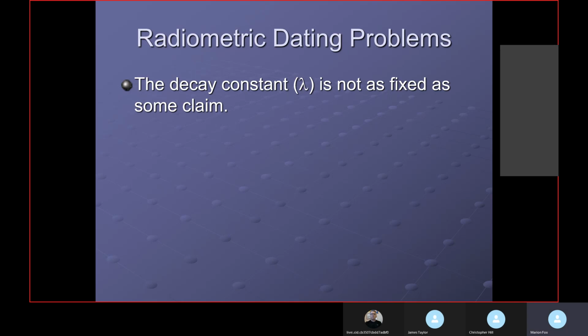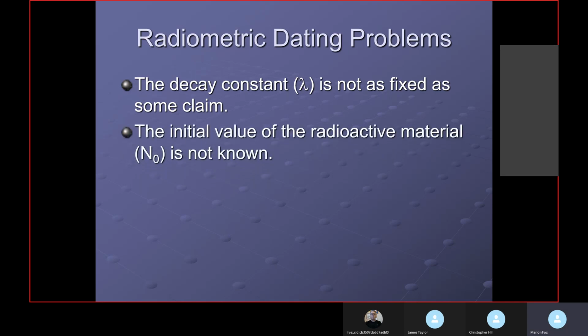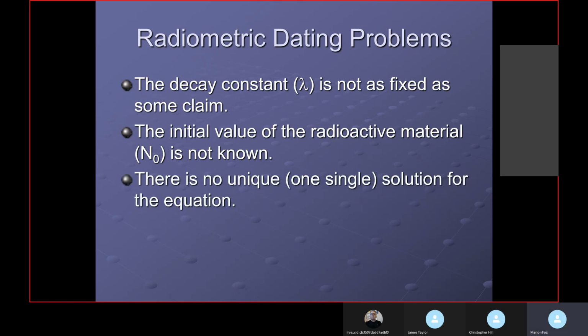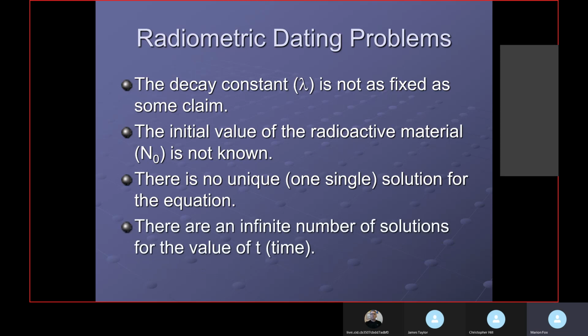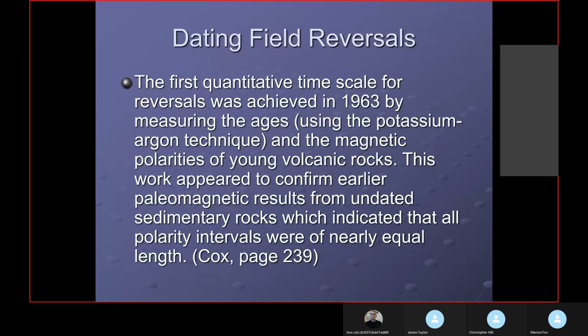The decay constant is not as fixed as they claim. The initial value of the radioactive substance is not known. They have to assume it. There's no unique single solution for the equation. There are an infinite number of solutions. I've already shown this before for the value of time. A student who earned an A in Algebra 2 in high school should know better than this.